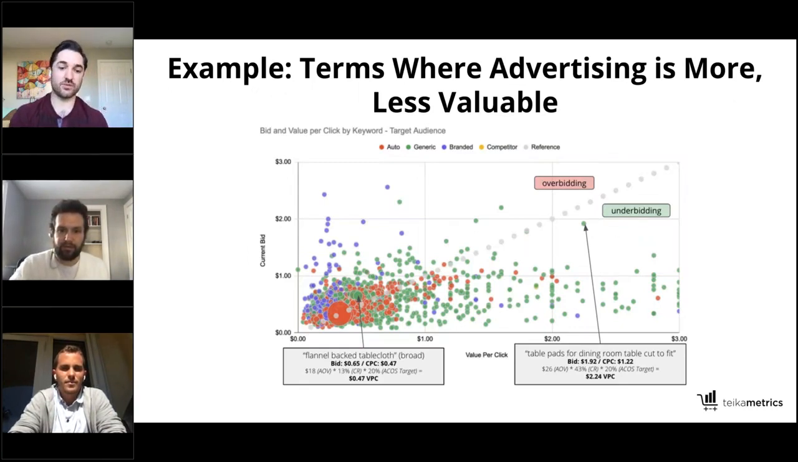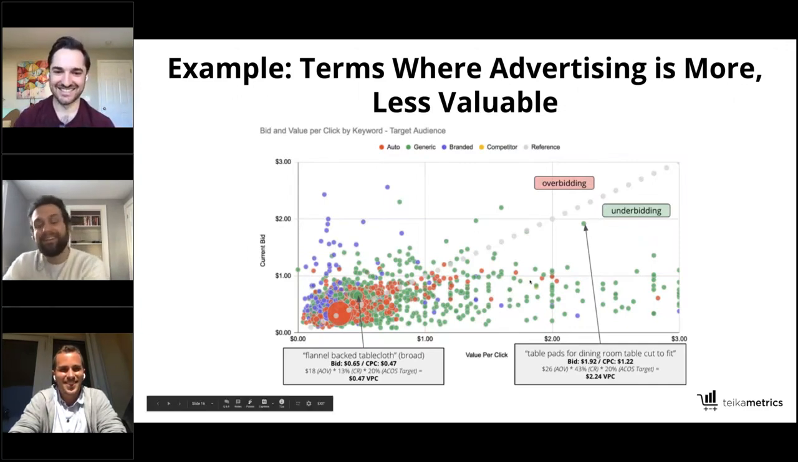Yeah, I do think it's really important. I was really interested when I saw this. I think it's a cool analysis. I think everyone splits up in this method of auto, generic, branded, competitor, and you see these groupings, and it's fascinating. I need to get this made for my brands.